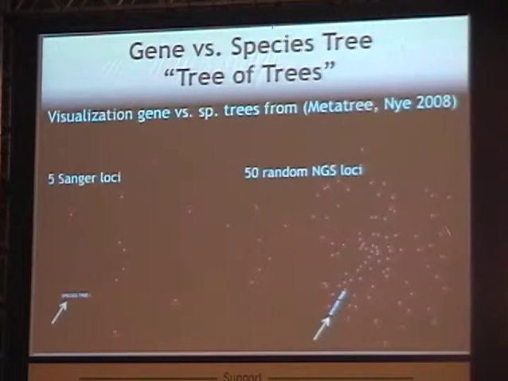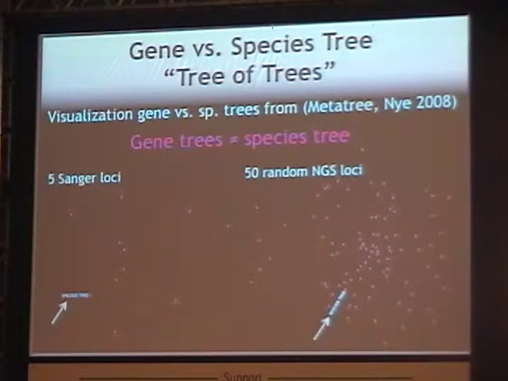And if you take 50 of those NGS loci, and it doesn't matter which 50 you take, I replicated this for the entire thing, none of them are identical to the species tree as well, although you get pretty close with a lot of them. So you're getting a lot of the same nodes coming up over and over again.